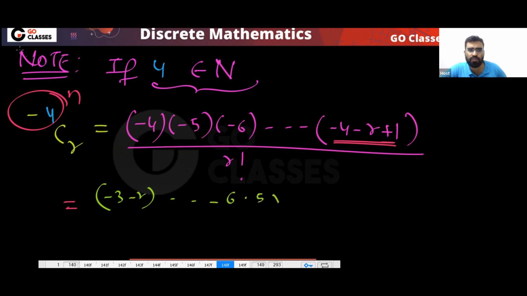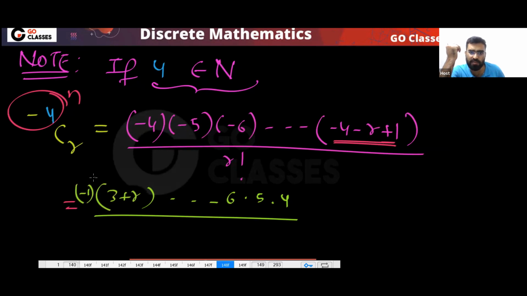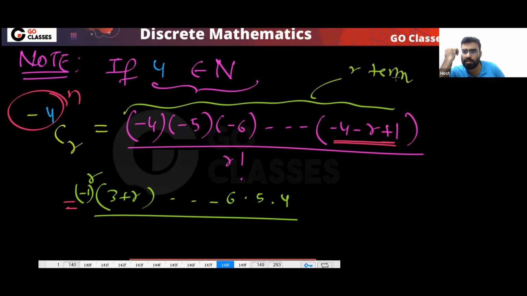6 into 5 into 4. So you are getting a decreasing order. Or you can take minus out. So it will be 3 plus r, and you take minus out. That will be minus 1 power r, because we have r terms in total. And this will be 3 plus r in decreasing order, divided by r factorial.